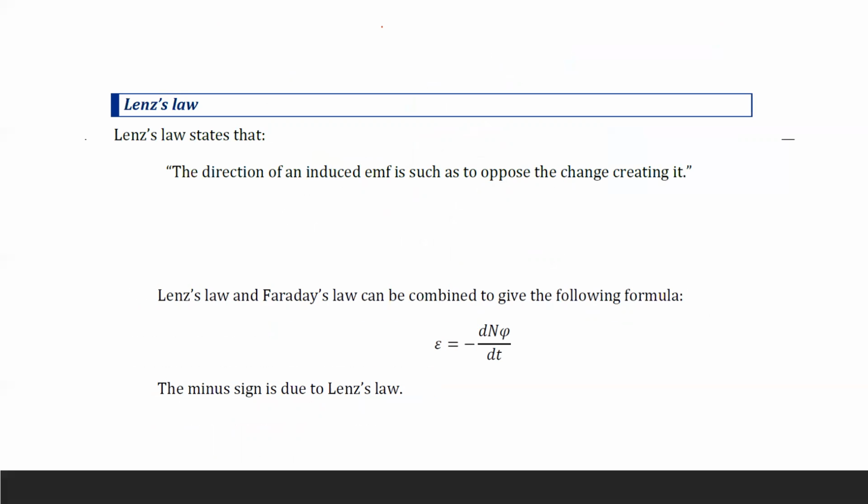Lenz's law of electromagnetic induction states that EMF is induced in such a way as to oppose the change in the magnetic field. And the only difference between Lenz's law and Faraday's law is a sign. The negative sign is only used to represent this difference. What's the meaning? The EMF induced always opposes the change in the magnetic field.